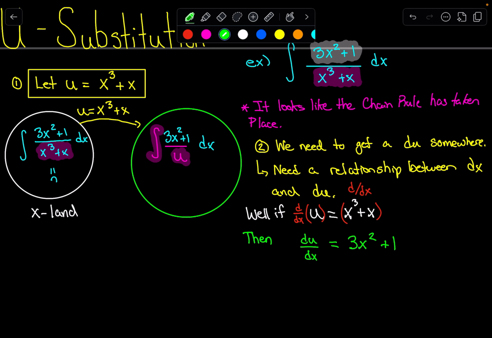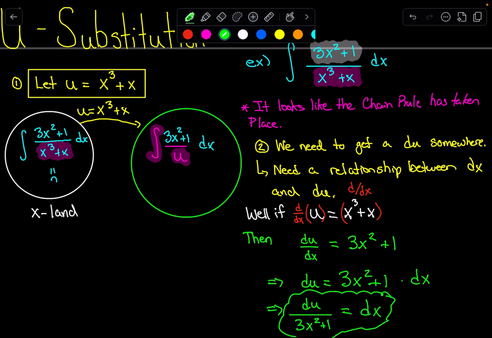And you're like, okay, well, that doesn't really solve what we need because we're still trying to substitute out this dx. So we're going to do a little bit of mathematical rearranging. I'm going to multiply both sides by dx to get du is equal to 3x squared plus 1 times dx. And the very last bit here is that to get dx by itself, I would get that du divided by 3x squared plus 1 is equal to dx. And I'm going to put a little box around that. That's going to be super important because we're trying to make it to U-land, and now we are going to finally be successful in our goal.